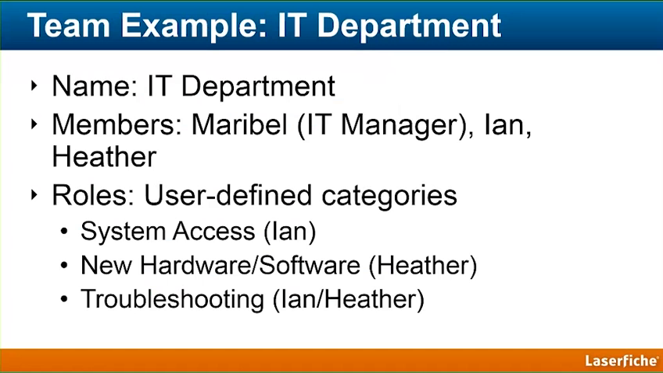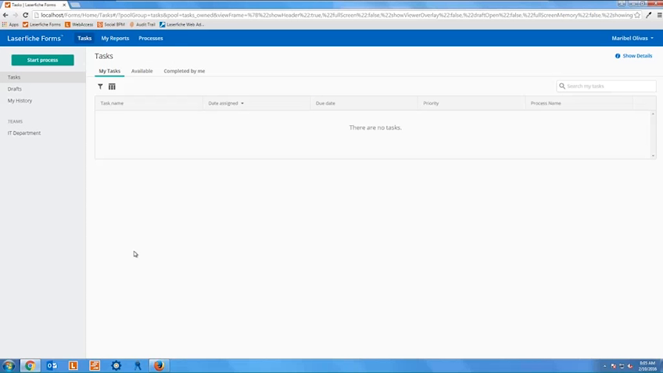So here in our example, we set up the process so that system access requests go directly to Ian, and new hardware software requests go directly to Heather. But troubleshooting requests go into the general pool where either member could work on it. So at this point, let's dive right into our demonstration.